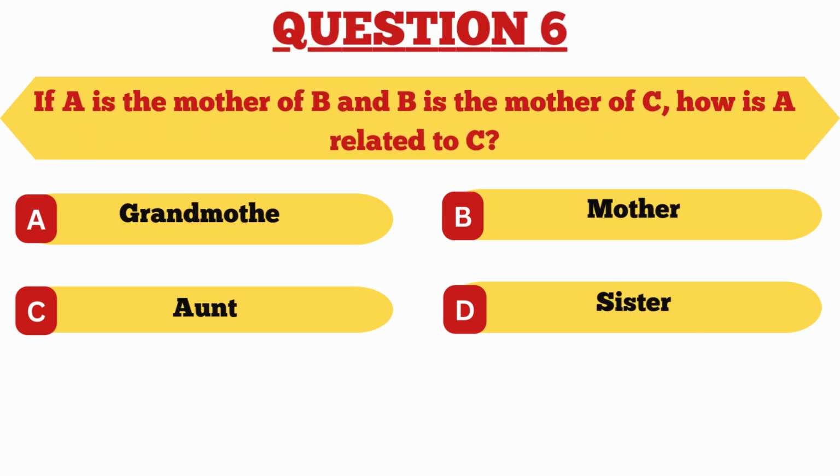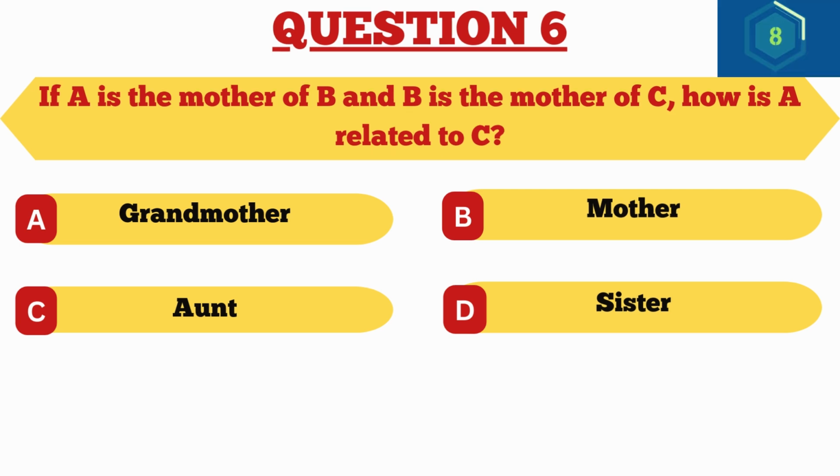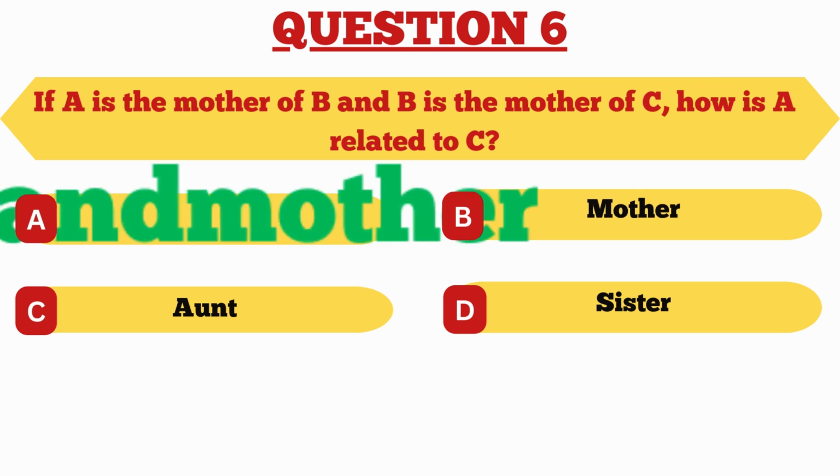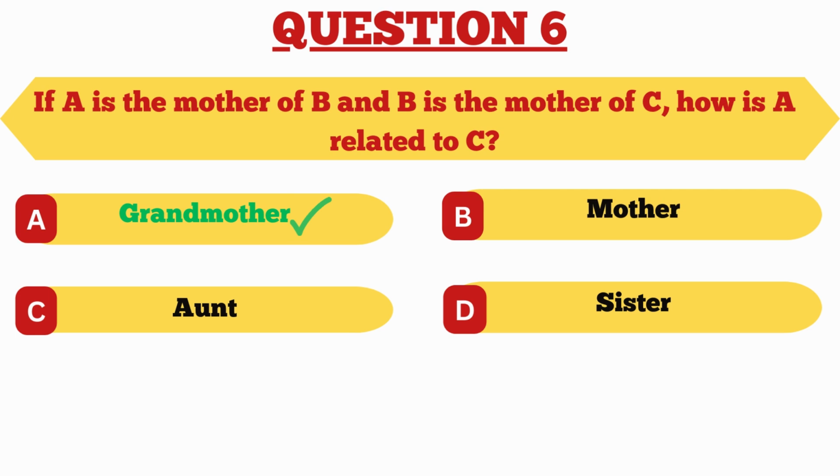Question number 6. If A is the mother of B and B is the mother of C, how is A related to C? Options are grandmother, mother, aunt, sister. Please comment your answer now. The answer is option A, grandmother.